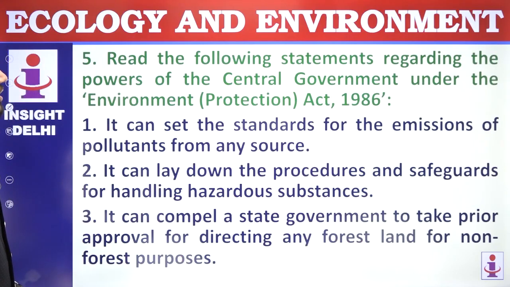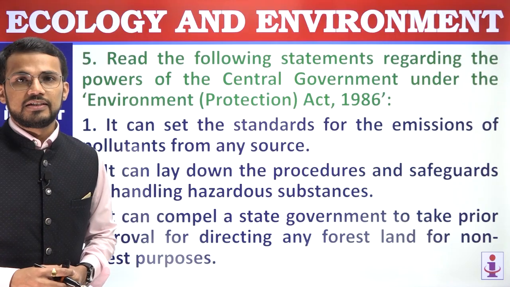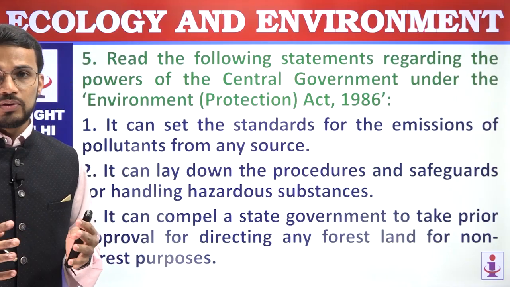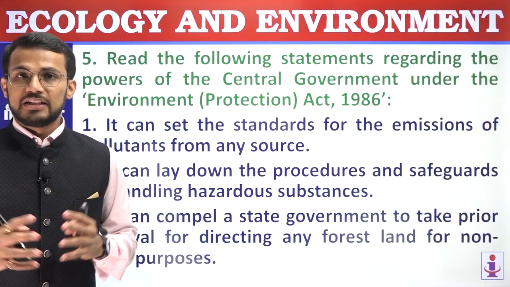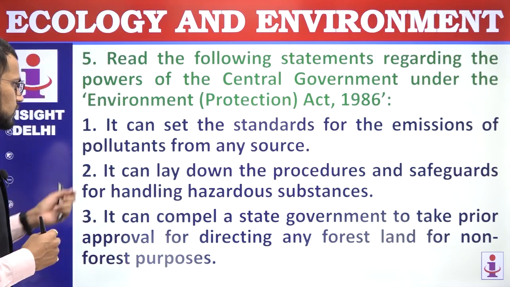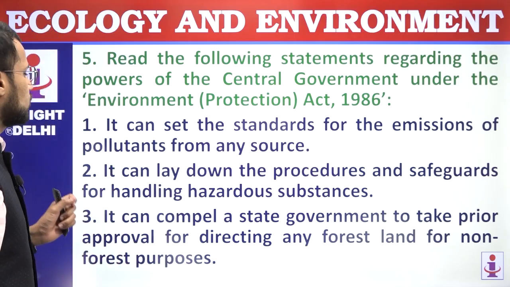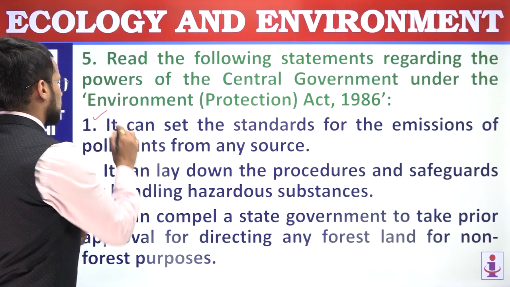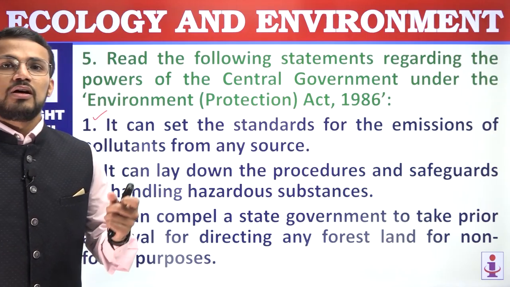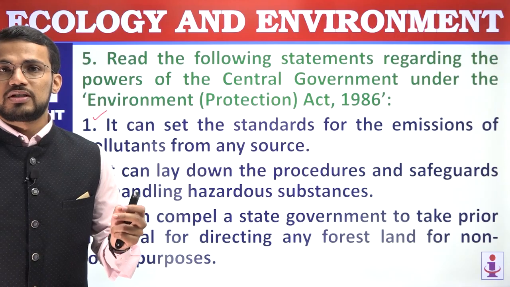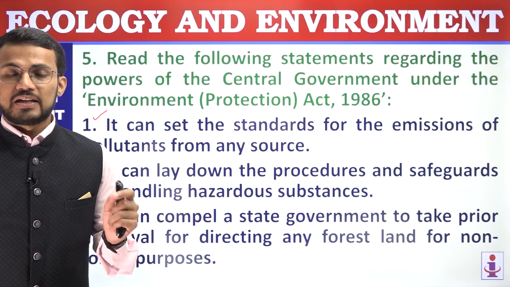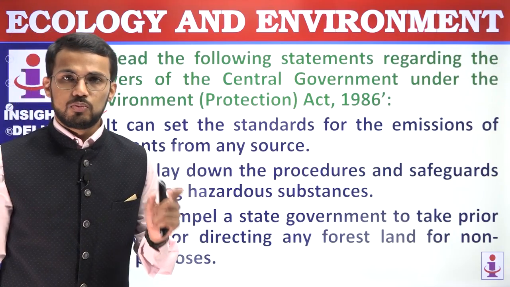Fifth, read the following statements regarding the powers of the central government under Environment Protection Act 1986. Environment Protection Act 1986 empowers central government to exercise certain powers in order to control pollution in India. So let us consider the statements. First, it can set the standards for the emissions of pollutants from any source. Right? So this is a correct statement regarding the powers of central government. Central government can set standards for various pollutants coming from different sources. And this power on behalf of central government is exercised by CPCB, Central Pollution Control Board.